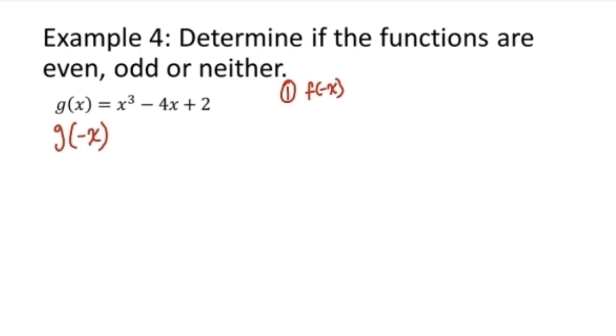We can replace the f with a g, an h, or a k, and the definition is still the same. So we'll still do the same test. So in g, we're going to replace x with negative x, and we have negative x quantity cubed minus 4 times negative x plus 2.